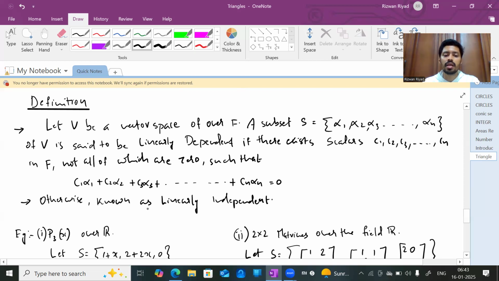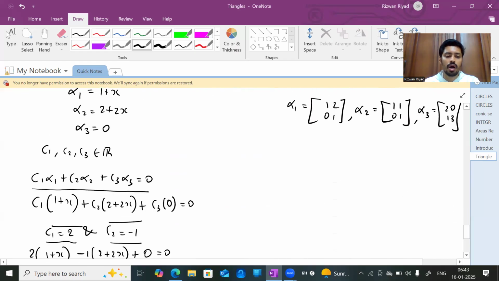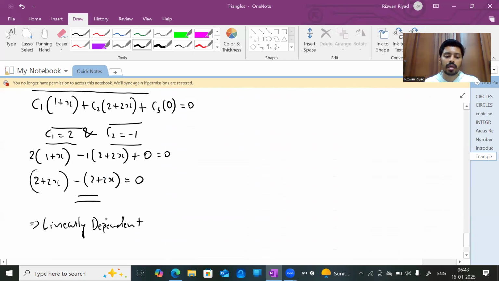Then we can say that they are linearly independent. If at least one of them is not 0, like in this case, where C1 and C2 are not 0, that's why they are linearly dependent.